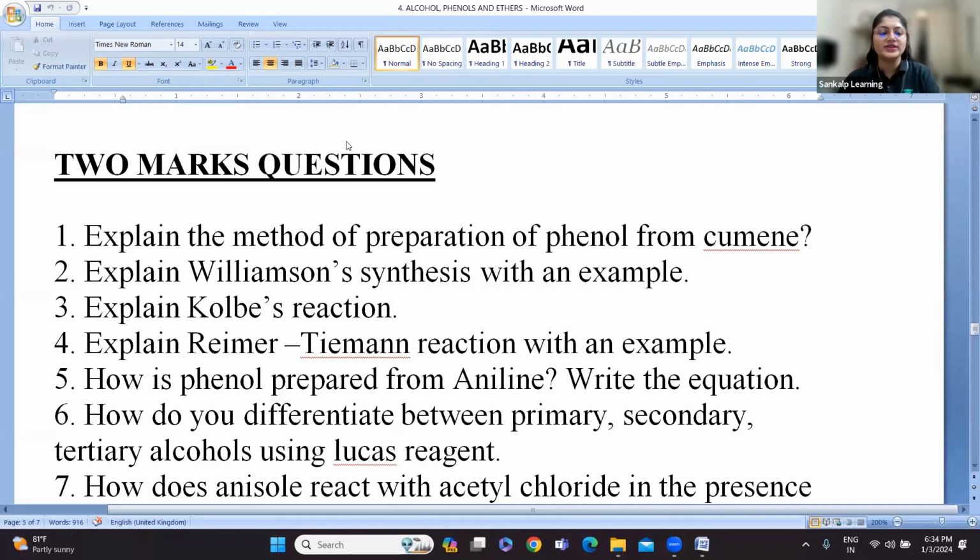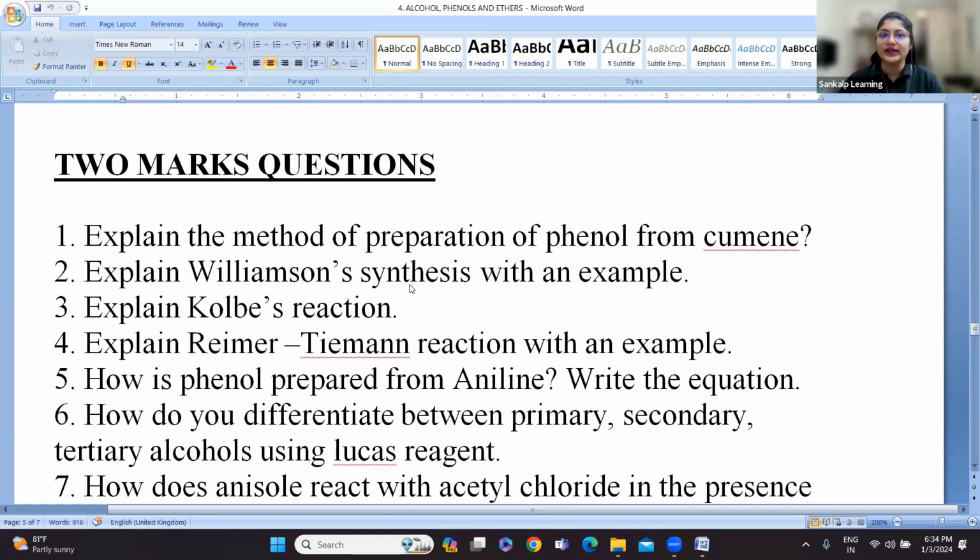In Kolbe's reaction, we are making use of phenol as a starting reactant. So what is the product which is formed at the end in Kolbe's reaction? Salicylic acid. Yes, Vedvati has answered it as salicylic acid. It is right.